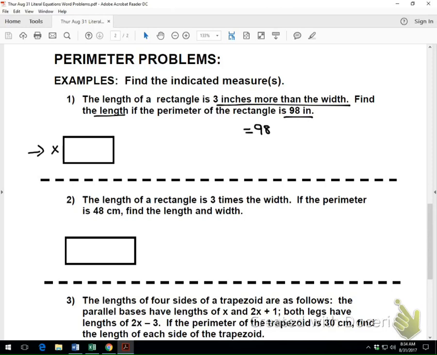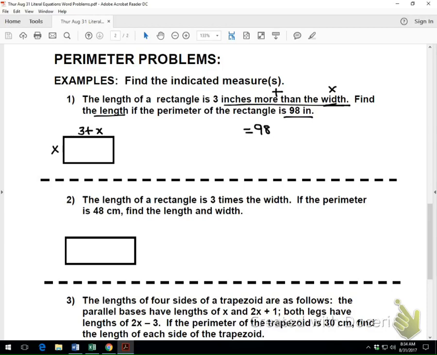Now obviously if it tells you what the width is, you write the width down. Now it says the length is 3 inches more than the width. So obviously we know 3, right? So we can write 3 down. And then we got more than means plus. And then what do we label our width? X. So we got 3 plus x. So it looks like that.